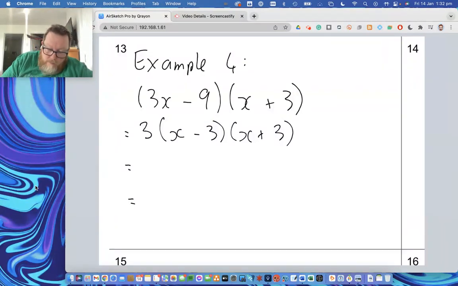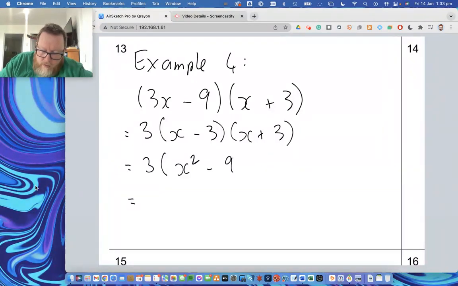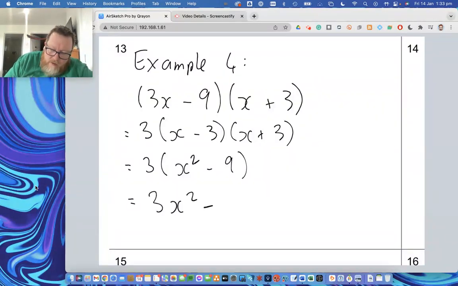And so away I go. 3 multiplied by, I've got to keep the brackets in here, but now I can apply DOTS to the last two terms there, the x minus 3 times the x plus 3. Square the x minus square the 3. So I've got 3 outside of x squared minus 9. And because this is an expansion problem, I then need to do a final expansion so there are no brackets left whatsoever. 3x squared minus 27. And that's basically it. You're done.